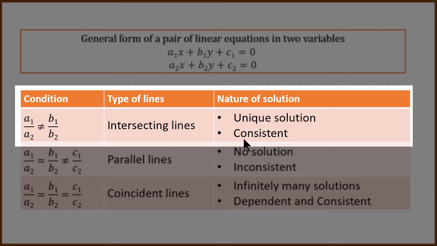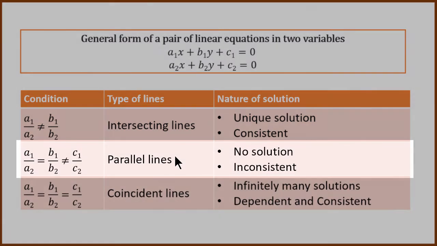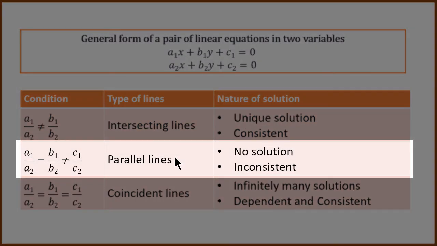The key thing is we call these kind of intersecting line situations a consistent pair of equations. The opposite is the ones that don't intersect, which are parallel lines. What happens in parallel lines? They are inconsistent. There is no solution. But when are they parallel? That's where this comes in.